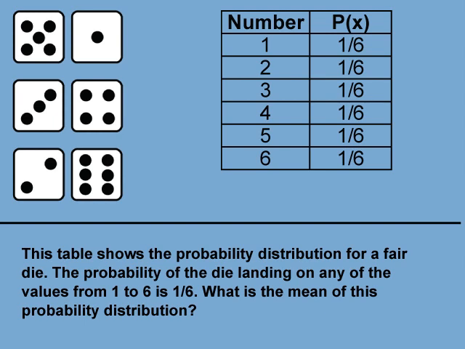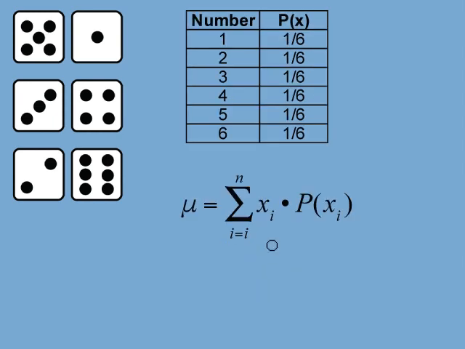The mean of a probability distribution is a kind of weighted mean. The weighting comes from the values of the probabilities themselves. This is the formula for the mean of a probability distribution. The sigma here indicates that this is a sum of terms. Each term is the product of the probability and the value associated with the outcome.